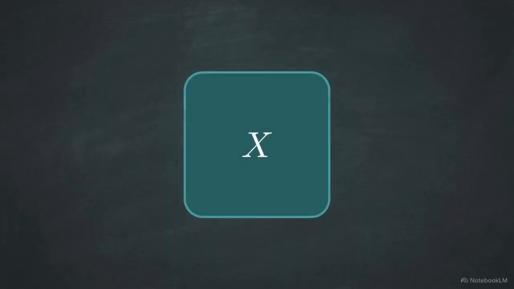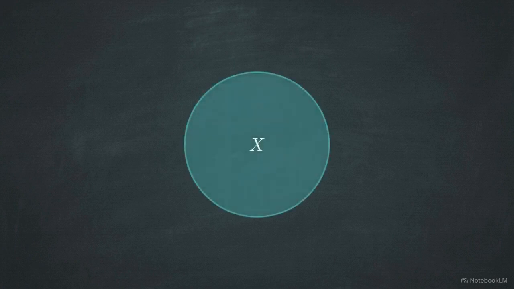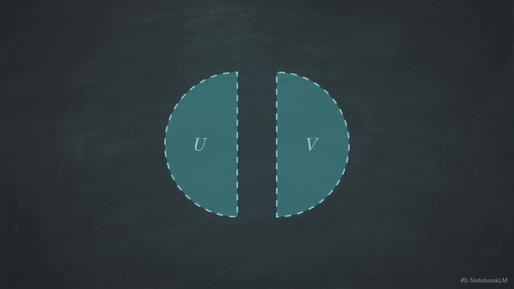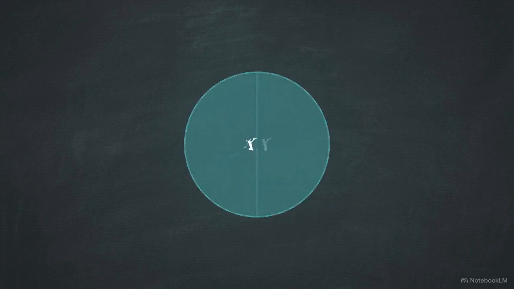We don't look for what connects a space. We define a space as connected strictly by proving it is impossible to slice it apart. Looking at the formal definition here, a separation of a topological space X is a pair of two sets, U and V. The rules for these sets are absolute. They must be open. They must be disjoint, meaning they share exactly 0 points. Neither set can be empty. And finally, their union must perfectly reconstruct the entire original space, leaving nothing out.